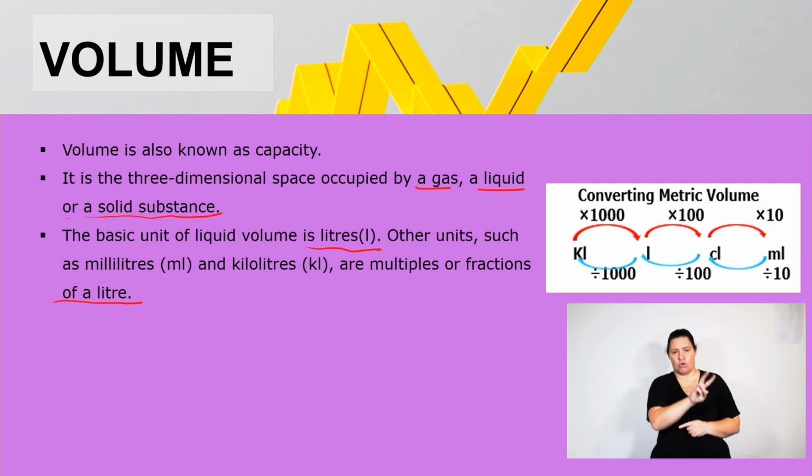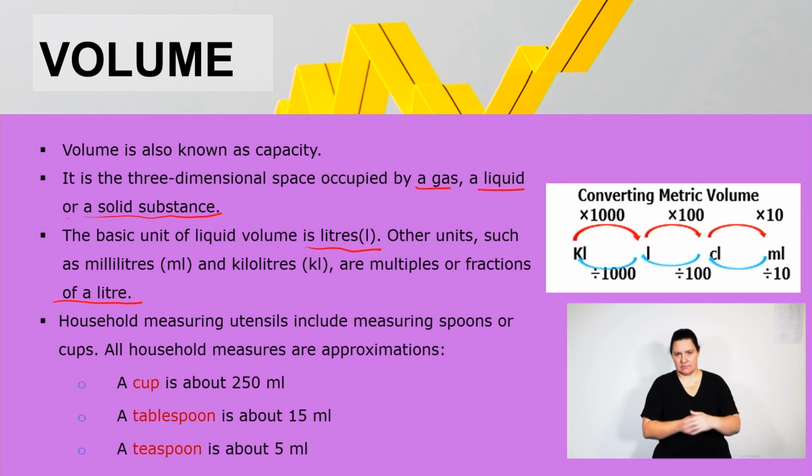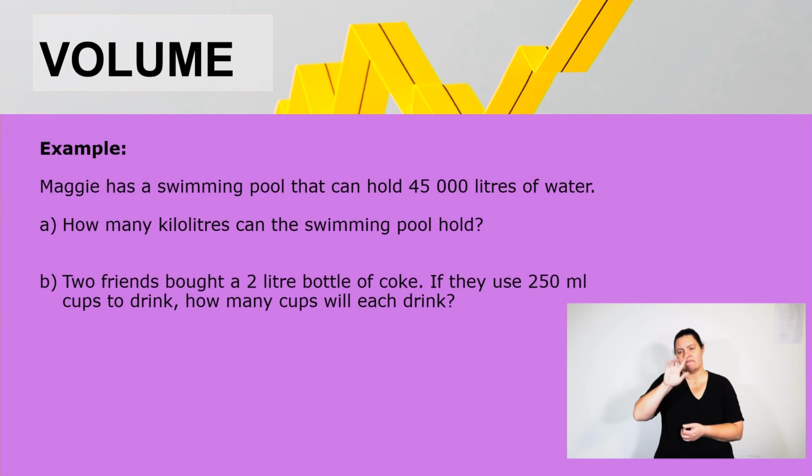There is our conversion ladder. The same principle still applies here. From bigger units, we multiply. From smaller units, we divide. Household measuring utensils include measuring spoons or cups. All household measures are approximations. A cup is about 250 milliliters. A tablespoon is about 15 milliliters. A teaspoon is about 5 milliliters.